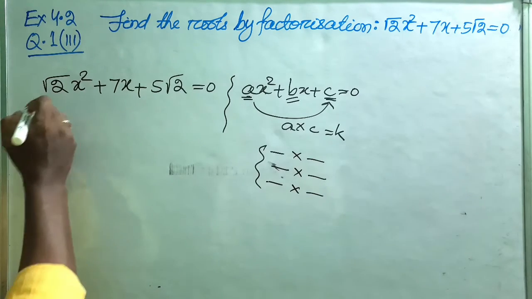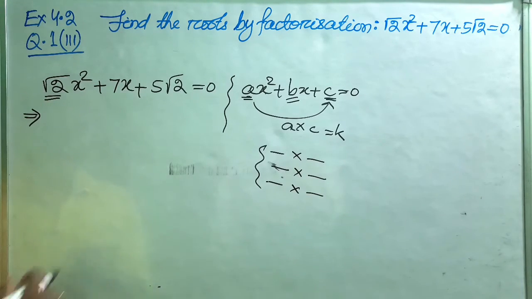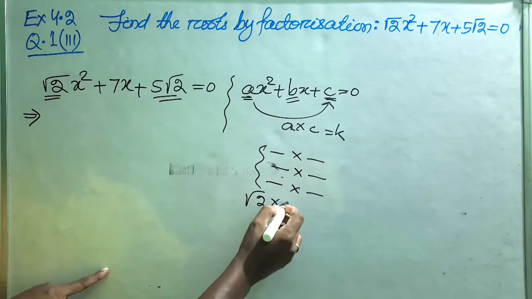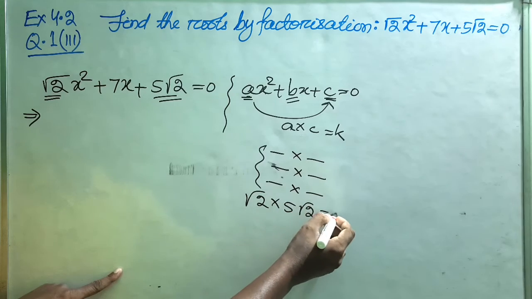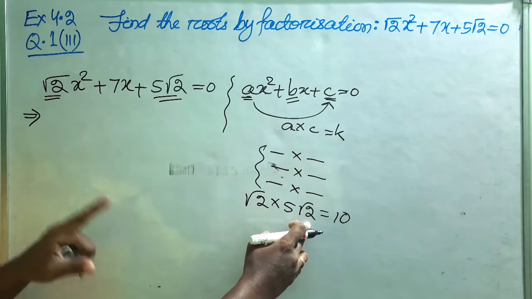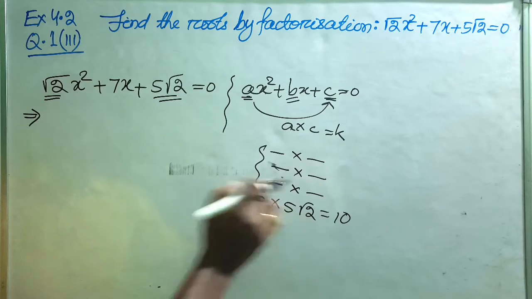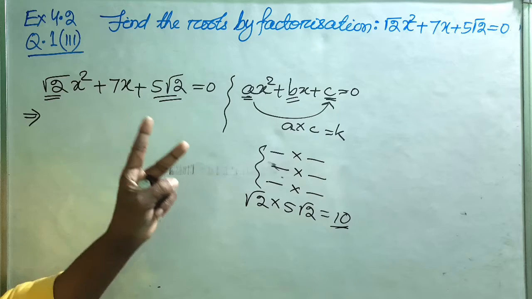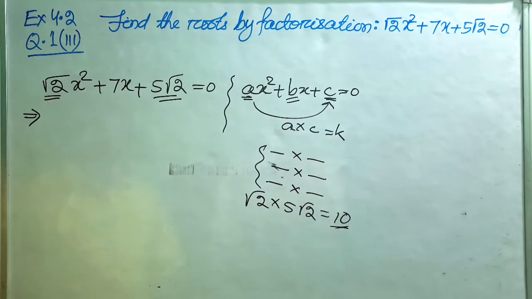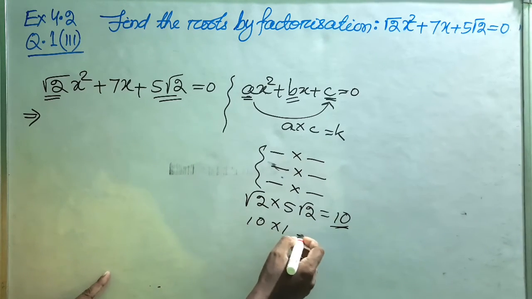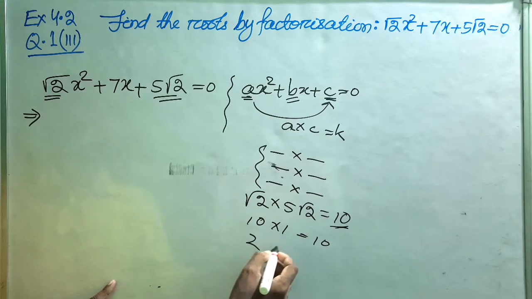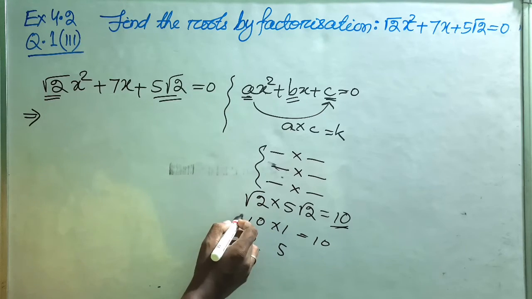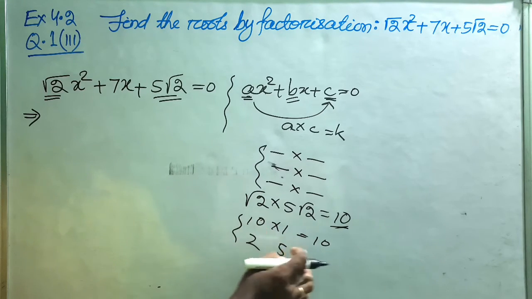Now if you look here, a is root 2 and the constant term is 5 root 2. So if you multiply root 2 with 5 root 2, so you will get what? You will get 10. Root 2 into root 2 is root 4, that is 2. 2 into 5 is 10. Now you have to take all the possible pairs of numbers whose product gives 10. So you know 10 into 1 is 10, then 2, 5 also on multiplication will give 10. So only these two pairs are there whose product gives 10.